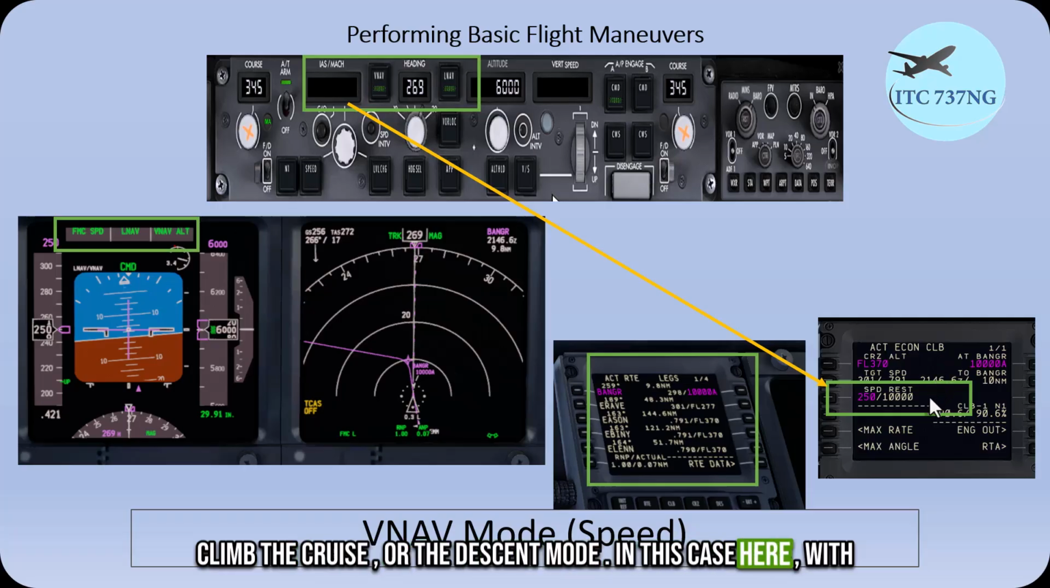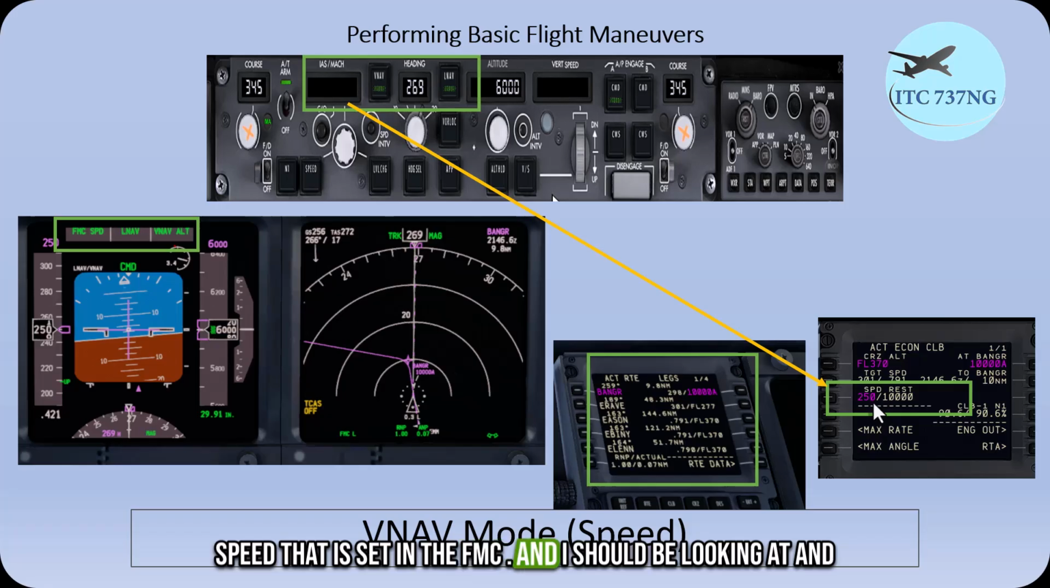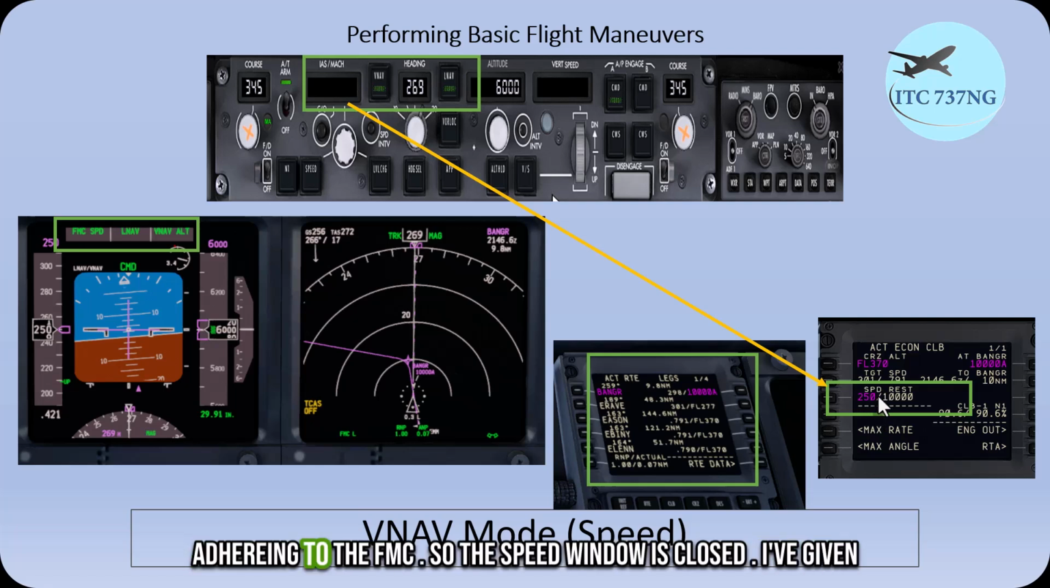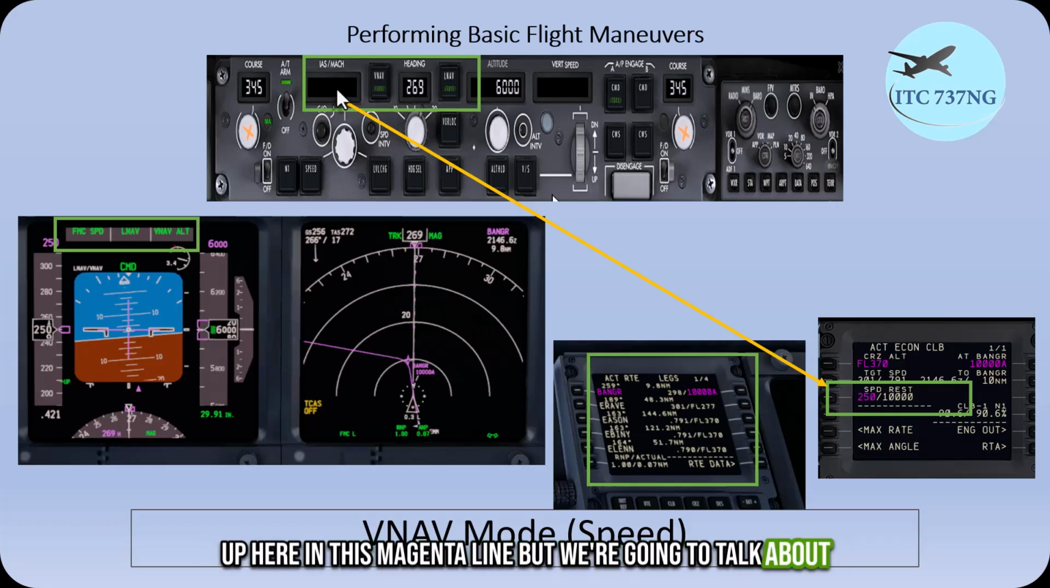In this case here, with the window closed, notice that the speed window is closed, but we have over here 250 knots, which is the same speed that is set in the FMC. And I should be looking at and coordinating that, cross-checking the speed here and that it is adhering to the FMC. So the speed window is closed. I've given over speed control to the computer or the aircraft. My lateral mode also is given over to the computer of the aircraft, this being the legs that are the route of flight that is set up here in this magenta line. But we're going to talk about speed here now.